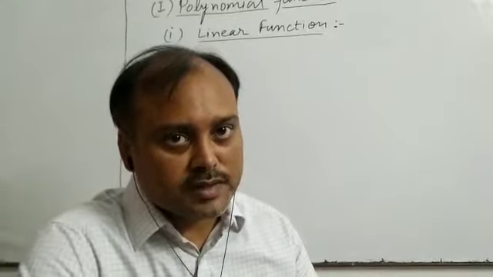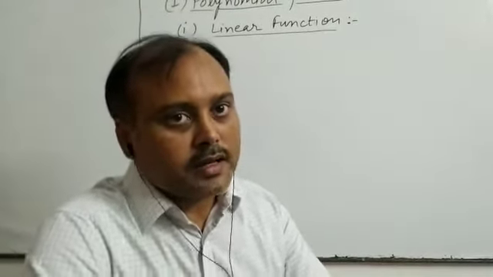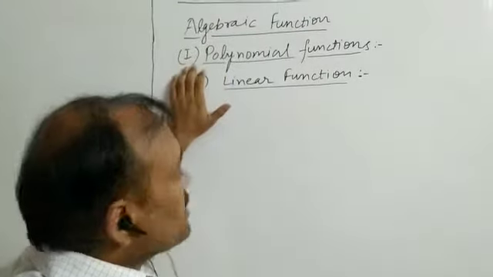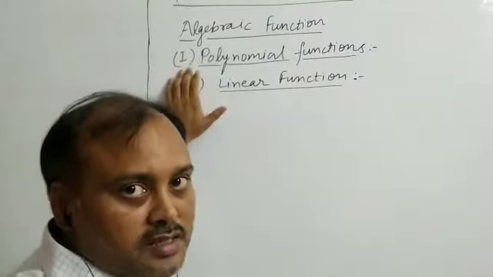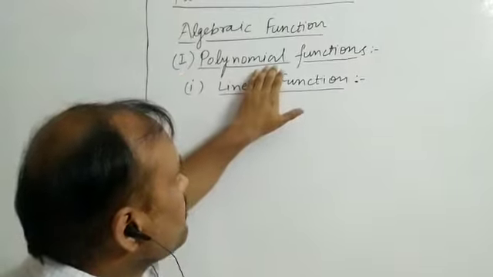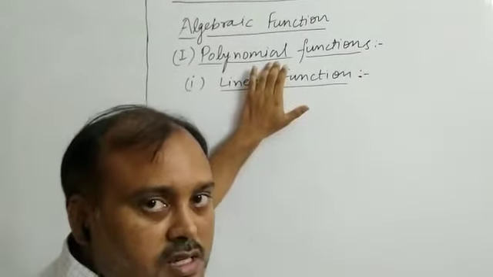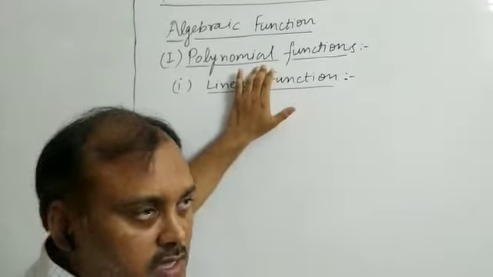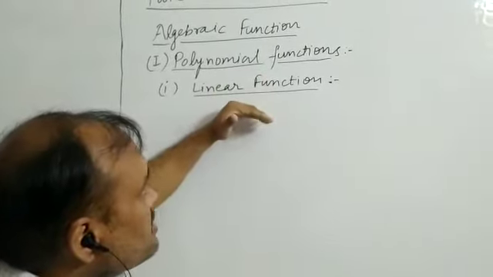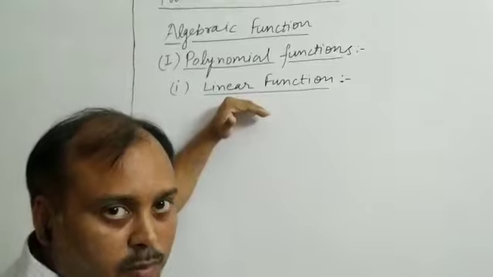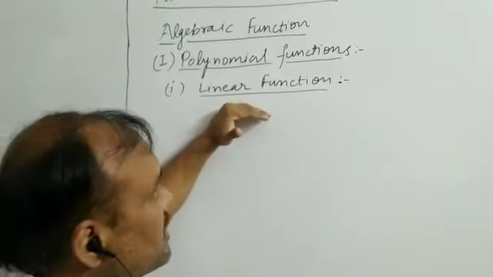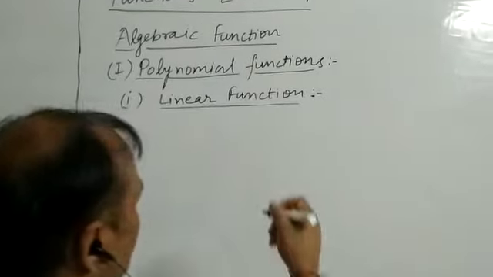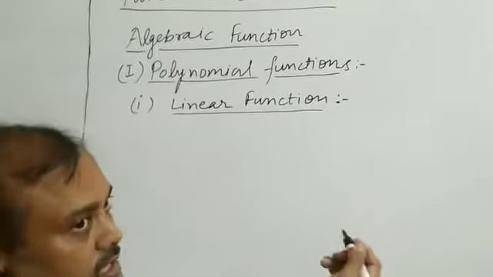Now we will start with algebraic function, and algebraic function is further subclassified into 3 subclasses: polynomial function, rational functions and irrational functions. Now we will start with polynomial function, and the first example under the heading of polynomial function is linear function. Now see what is linear function and why we call it a linear function.